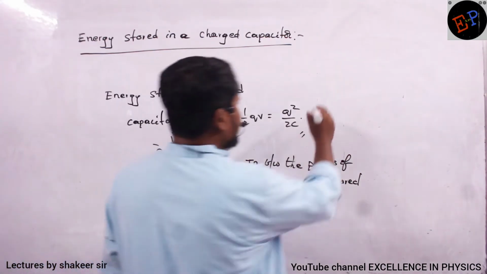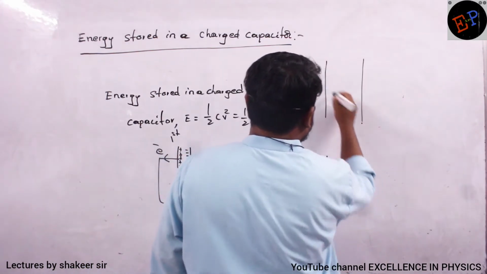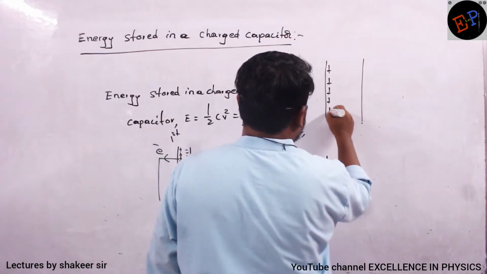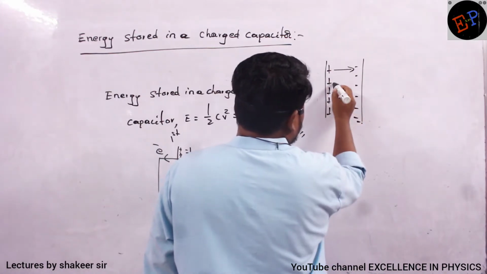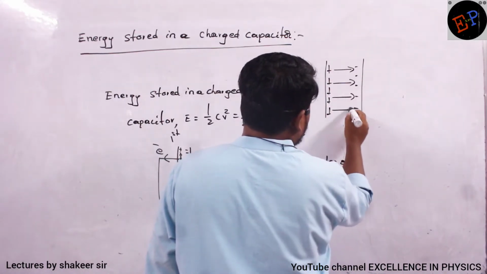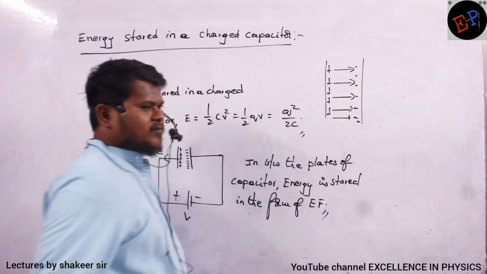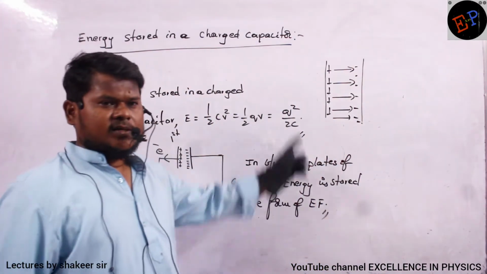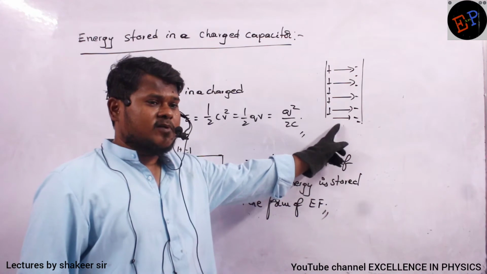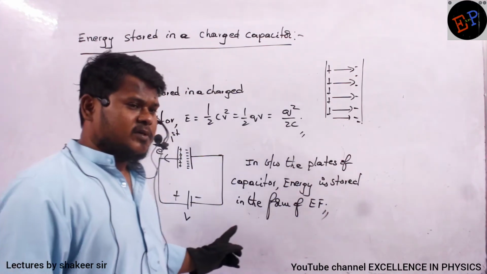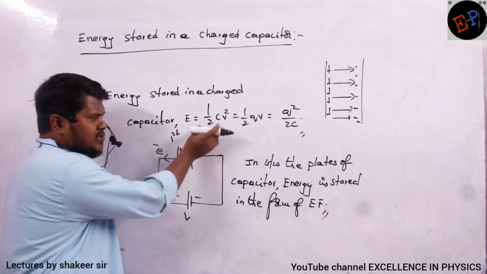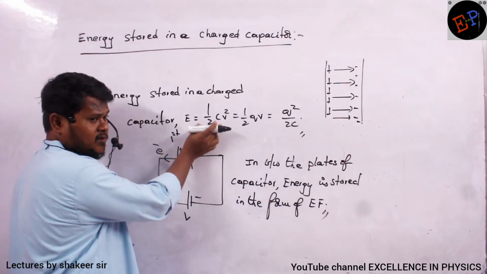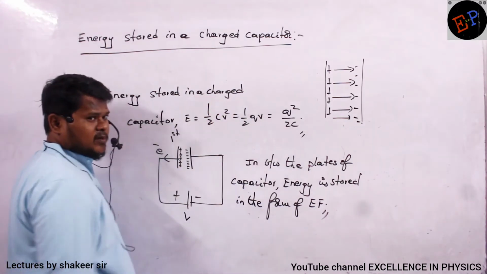What is the reason? Already we have studied. For example, if this is the positive plate and this is the negative plate, the electric field will always be directed from positive to negative. This is the direction of the electric field. Clear? So energy is always stored in which form? Energy is stored in the form of electric field between the plates of a capacitor. And the equations are: half CV square, half QV, Q square by 2C.